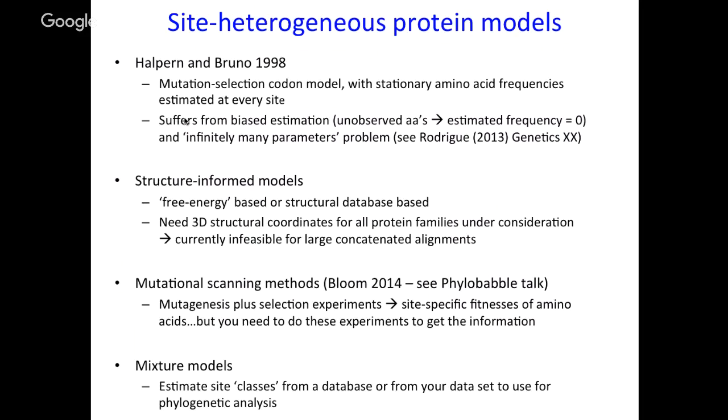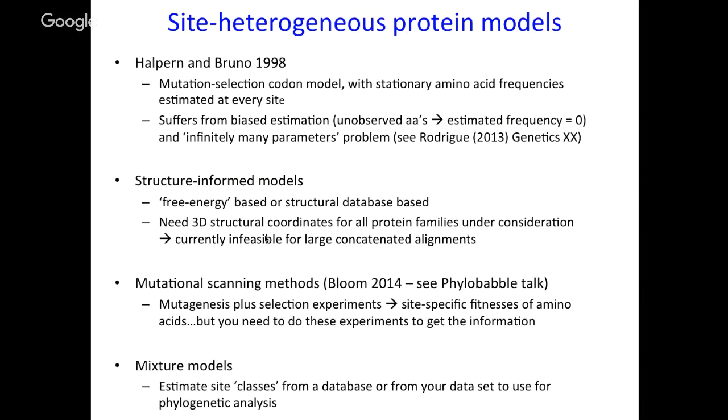The other problem is that there's a bias in the estimation that the unobserved amino acids will always be estimated as having a frequency of 0. And that's a real problem. And there's a paper by Nick Rodrigue in Genetics in 2013, and I meant to put the reference in there, but I guess that can be homework. Anyway, so that's the Halpern and Bruno approach.